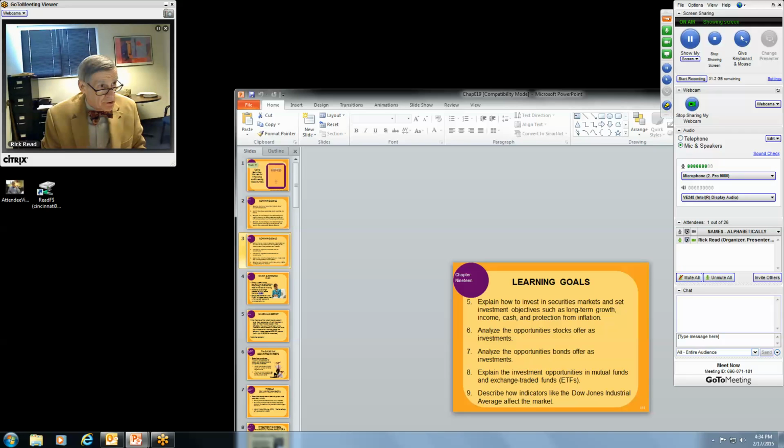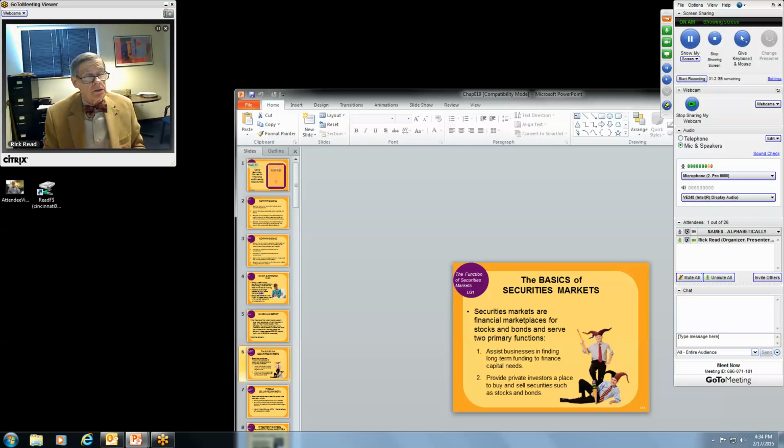Explain how to invest in securities markets and set investment objectives such as long-term growth, income, cash, and protection from inflation. Analyze the opportunities that stocks offer as investments. Analyze the opportunities bonds offer as investments. Then we're going to look a little bit at investment opportunities in mutual funds and exchange traded funds, also known as ETFs. And finally, describe how indicators like the Dow Jones Industrial Average affect the market.